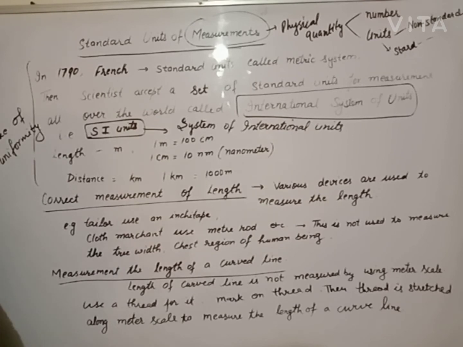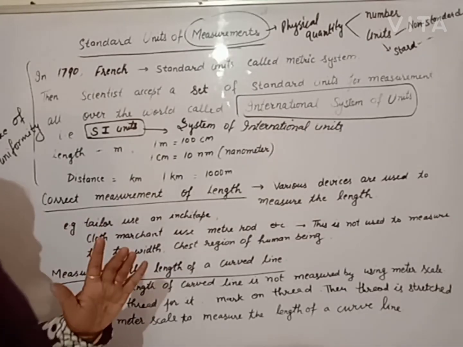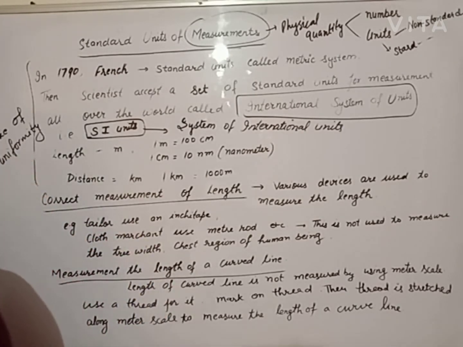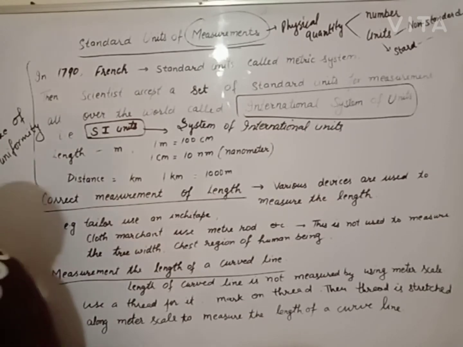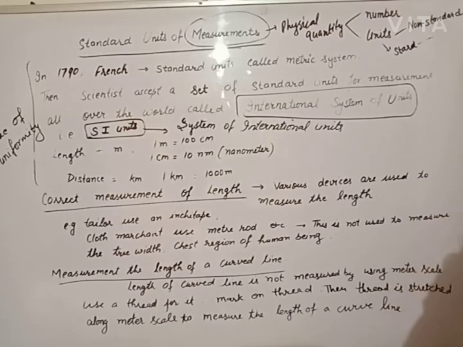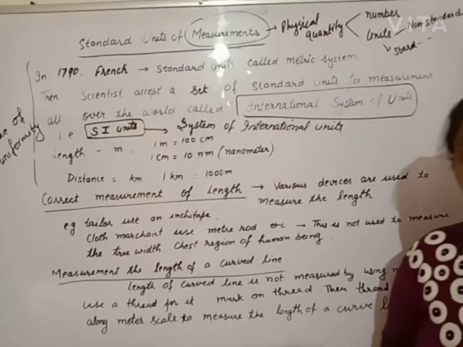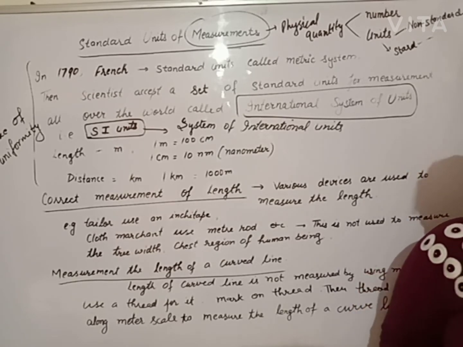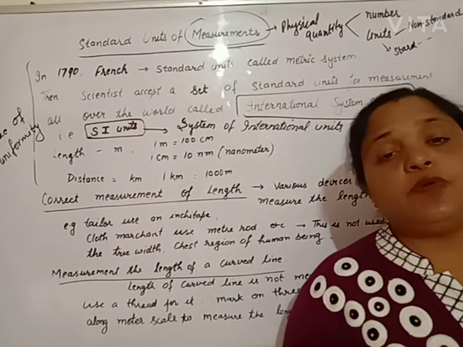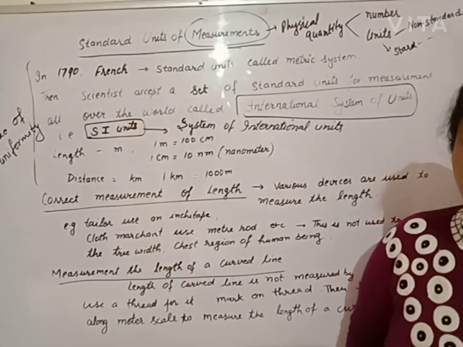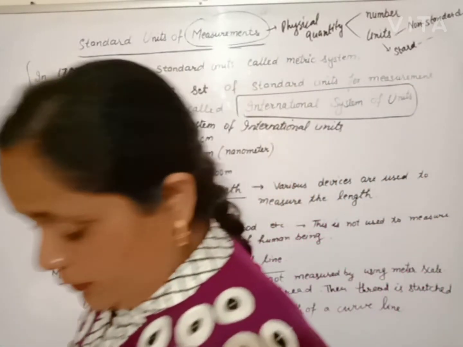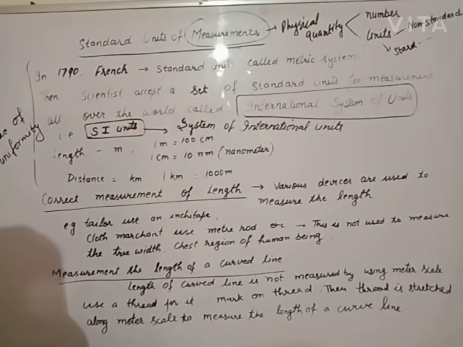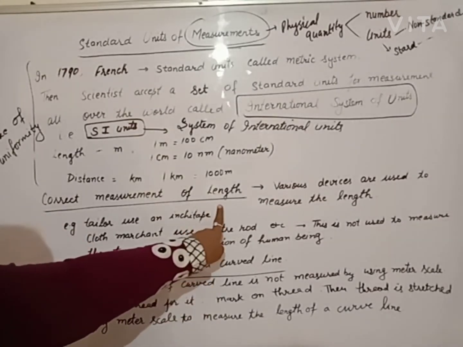Now another topic, correct measurement of length. What is the correct measurement of length? Beta, you see various devices to measure length. For example, a tailor uses an inch tape, a cloth merchant uses a metric rod, a long iron rod, and when you want to measure a length of 1 centimeter to a few centimeters, you will use a scale. Clear? In this way you see many devices to measure the length.